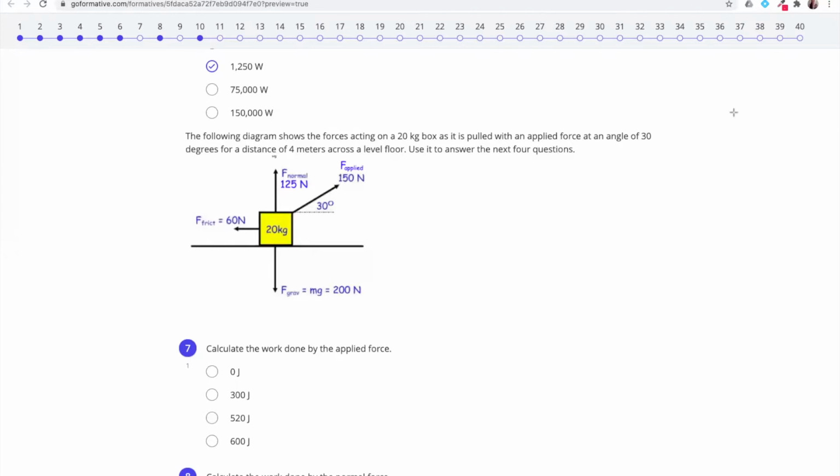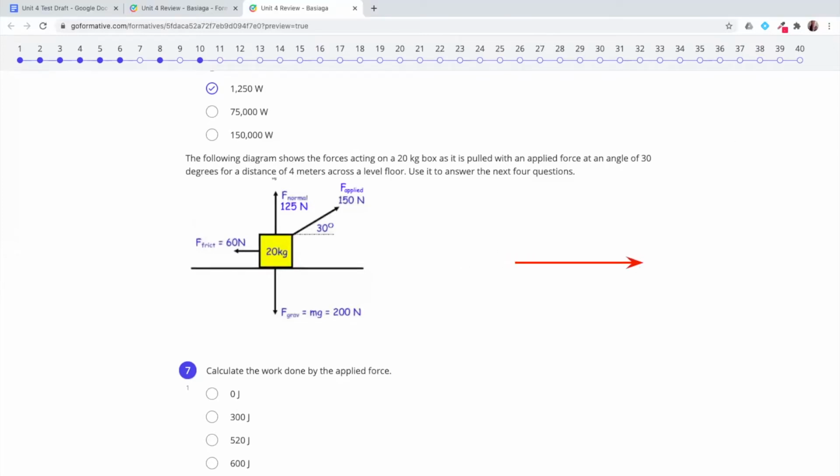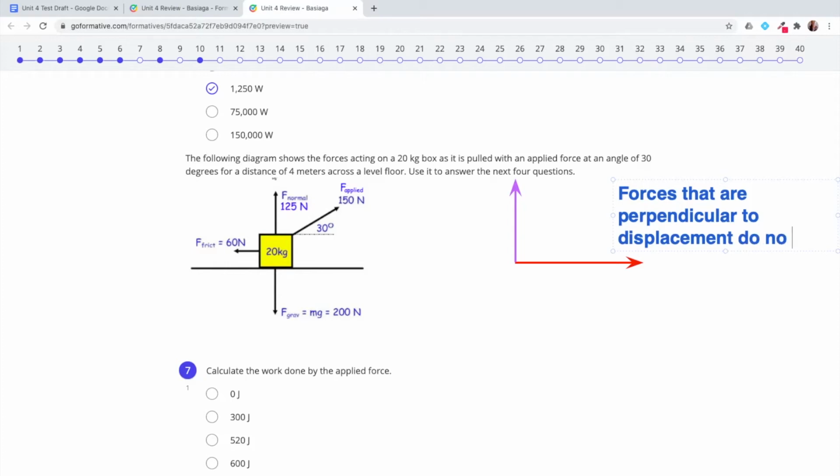So let's say I make my distance vector to the right. The normal force was going upward, so that means that its angle would be 90 degrees. And when I do cosine 90, that always gives me 0. And 0 times anything is always 0. So a thing to keep in mind is that forces that are perpendicular to distance, or displacement in this case, forces that are perpendicular to the displacement of your object do no work.